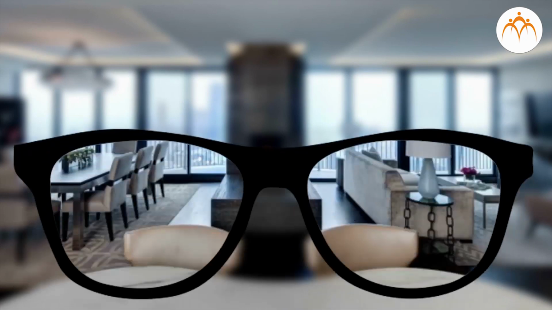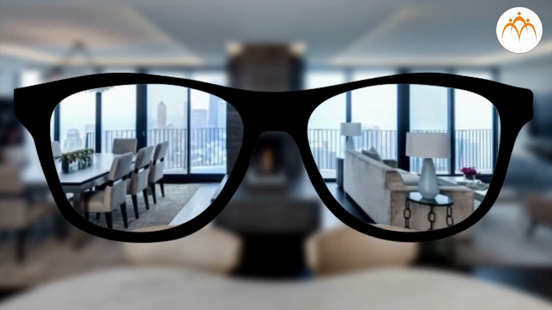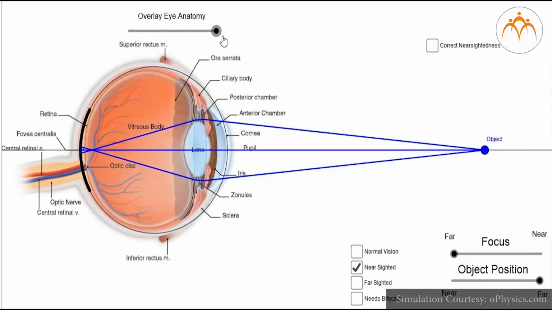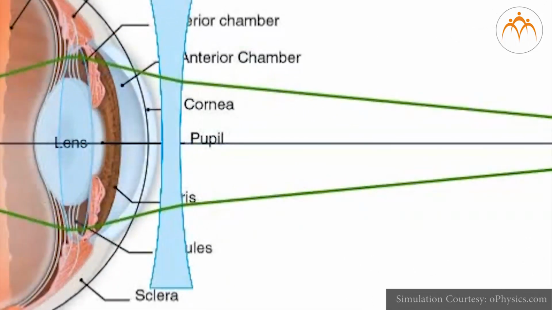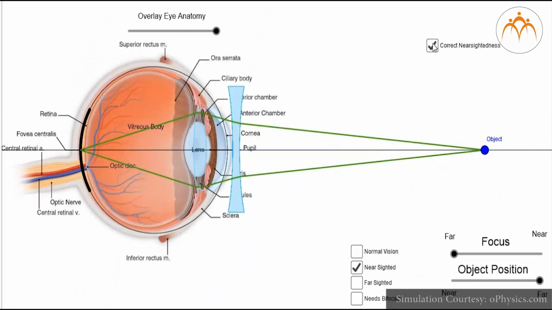This defect can be corrected by using spectacles with a concave lens of proper focal length. This lens diverges the incident rays and these diverged rays can be converged by the lens in the eye to form the image on the retina. The focal length of a concave lens is negative, so a lens with negative power is required for correcting nearsightedness. The power of the lens is different for different eyes depending on the magnitude of their nearsightedness.